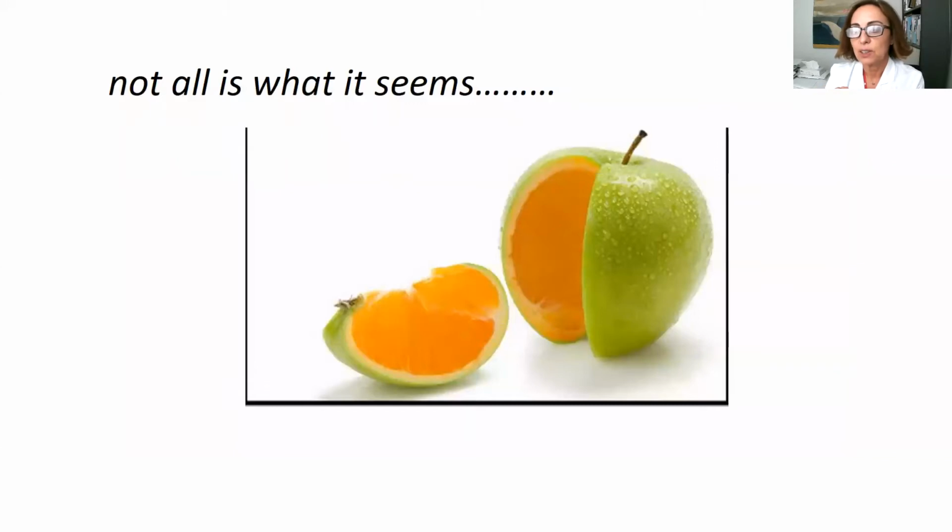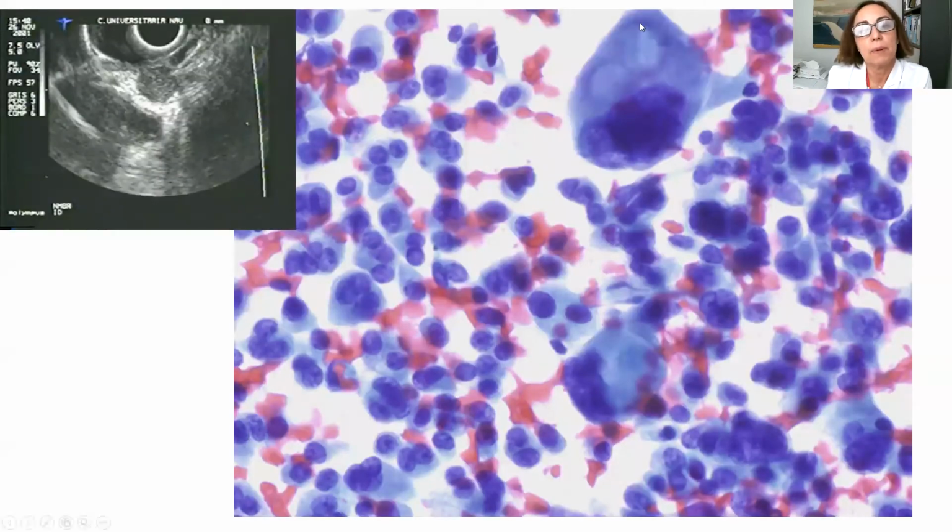A second reason is that not all is what it seems to be. Look at this case. This is a patient who has one mediastinal lymph node and two pulmonary lesions. We did the procedure and got the sample. We were informed that the patient had a long history, many years ago, of melanoma.